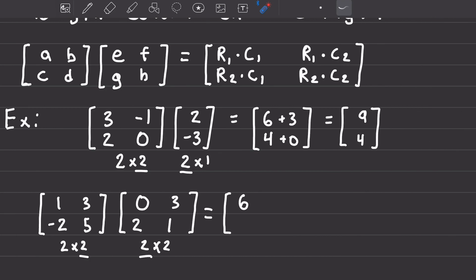Because we're taking the second row and the first column. So second row, first column, right over there. So we have 0 times -2, 0 plus 5 times 2, which is going to be 10.